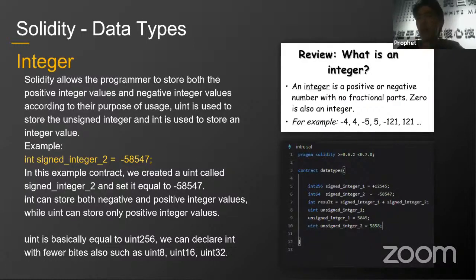The first data type I want to introduce to you is integer. There are two types of integer in Solidity. The first type is signed integer, and the second type is the unsigned integer. The signed integer can store positive and negative values, but the unsigned integer can only save positive values.